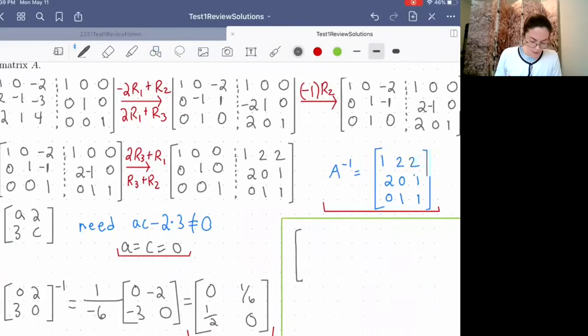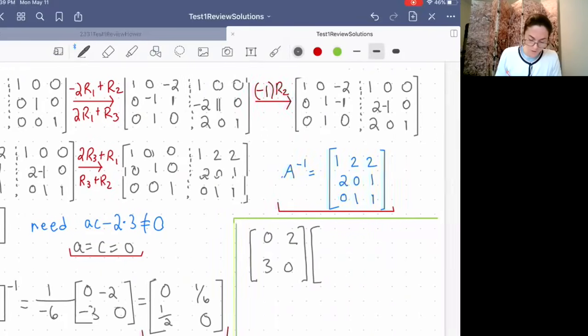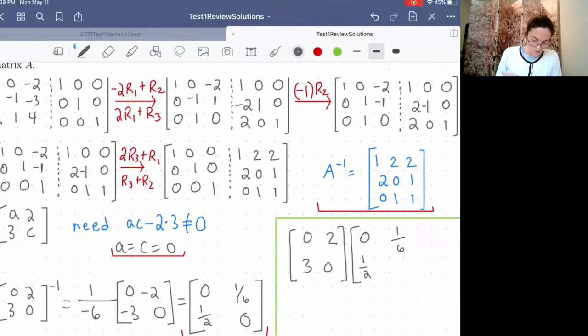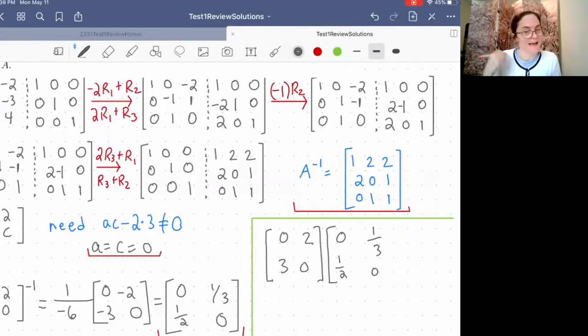If I take, what's my matrix? 0, 2, 3, 0. So now I'm doing A times A inverse, although I could have checked the other way. Oh, nope. This is why it's good I checked. 2 over 6 is not 1/6, it's 1/3. I was looking at it realizing it wasn't going to multiply right. And then I realized I had written it wrong. 2 over 6, 1/3. Okay, hope we're okay.